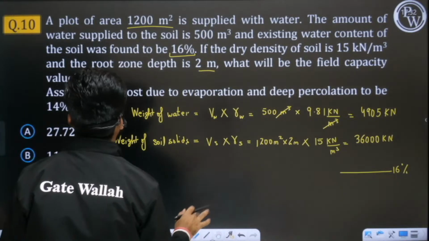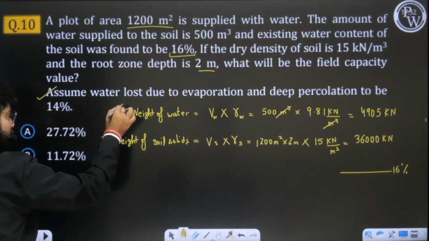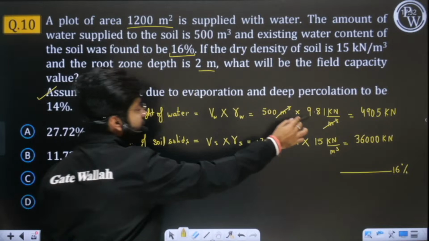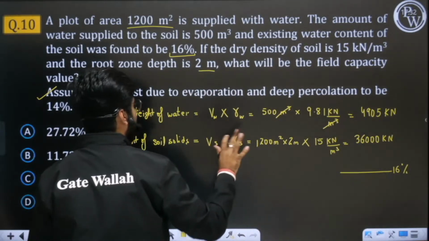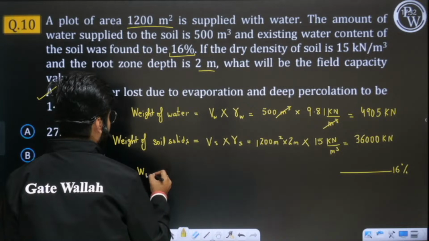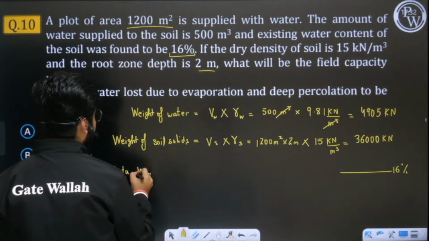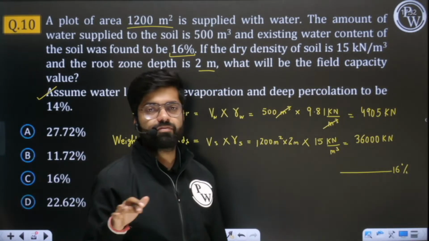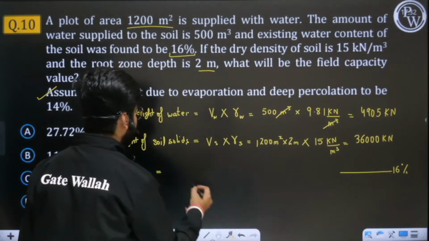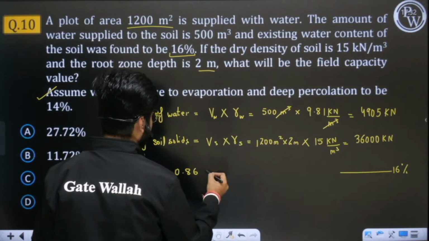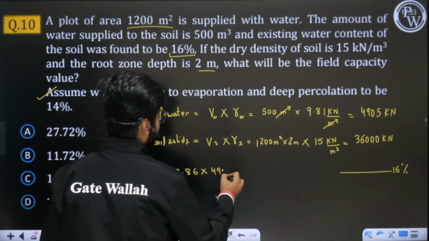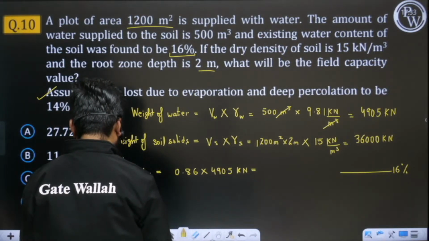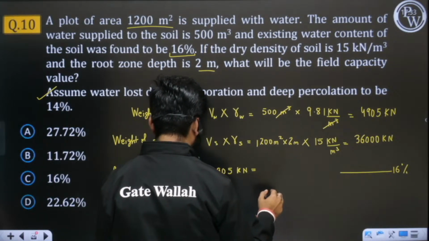Now you have to read this line. Assume total water loss due to evaporation and deep percolation is 14%. So remove 14% from here. Now how much water will actually be applied? Actual weight of water applied to the field, you have to subtract 14%. Out of 100%, if 14% is removed, only 86% will be there. So find 86% of 4905. That will be simply 4218.3.